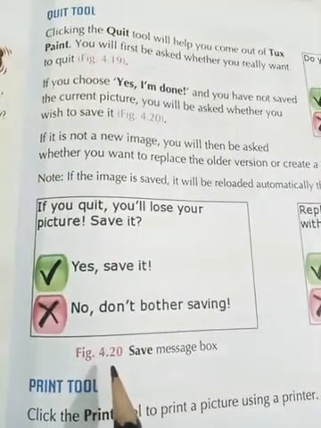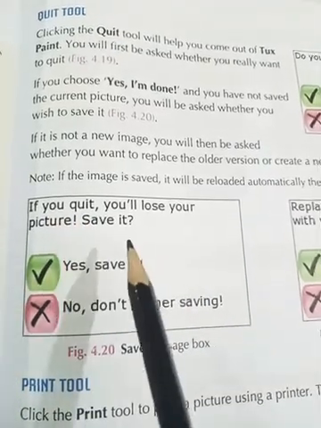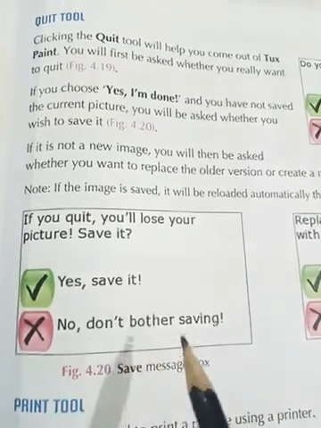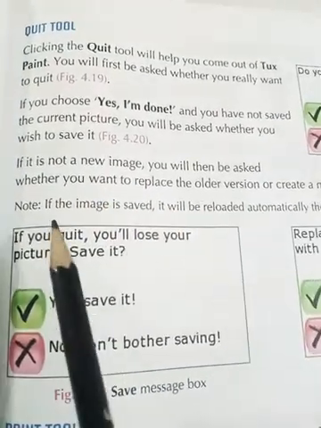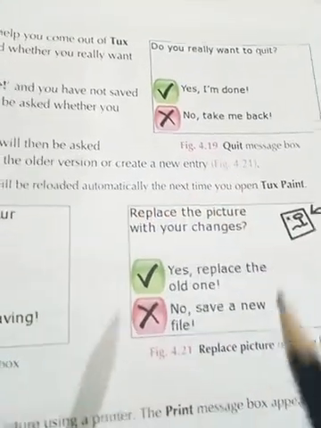Figure 4.20 here. Save message box. If you quit, you will lose your picture. Save it. If you say yes, save it, or cross, no, don't bother saving. If it is not a new image, you will then be asked whether you want to replace the older version or create a new entry.